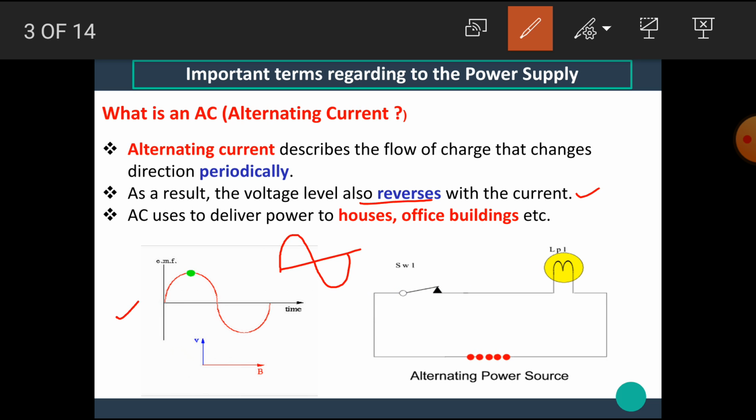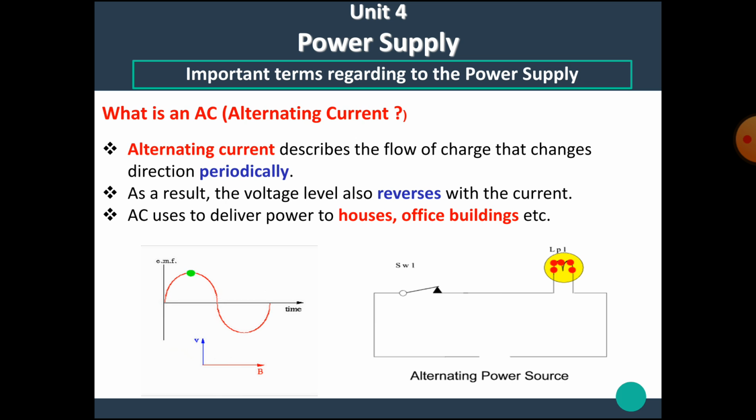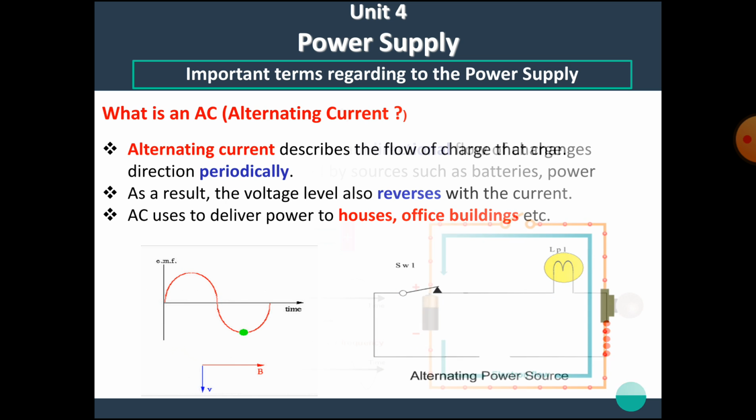AC is used to deliver power to houses, office buildings, etc. In our house or in our buildings, the power supply used is of the alternating type or the AC type. Okay, we are all familiar with this current. I hope you all understand what is meant by AC supply.